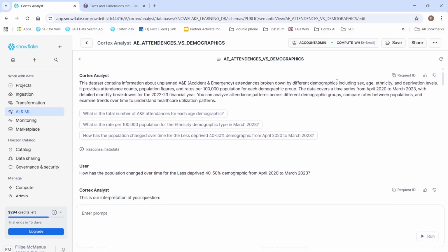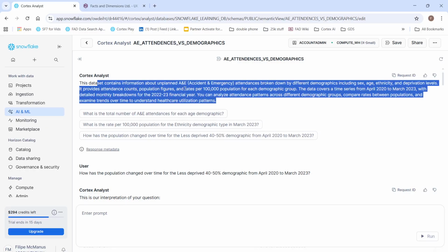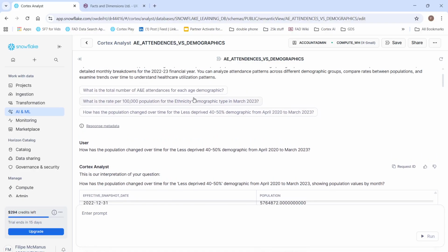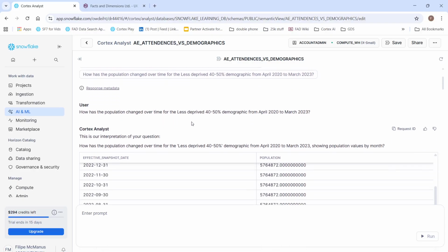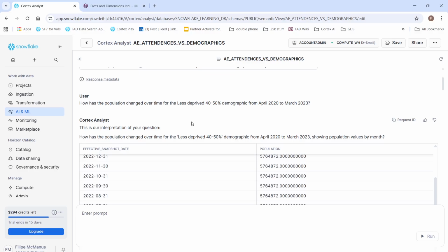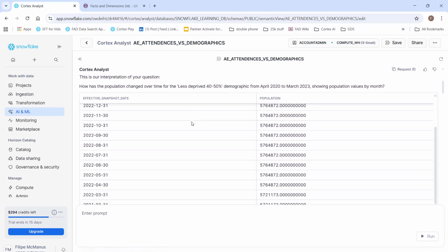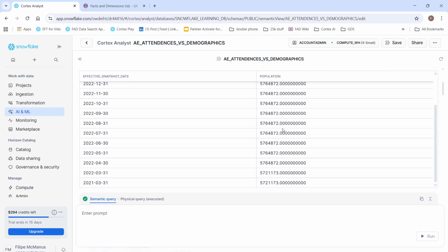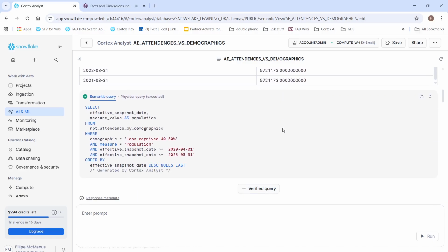So first of all, I got it to describe the data set, and you've got the description right there. Information about A&E attendances broken down by different demographics, and it's offered up some example questions I could ask. So I just picked one at random. How has the population changed over time for the less deprived 40 to 50% demographic? And you can see here you've got the numbers and the snapshots over time.